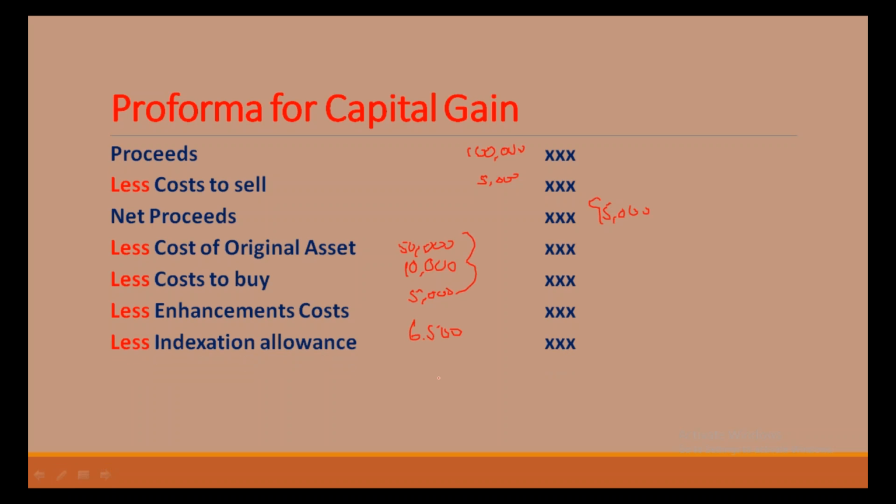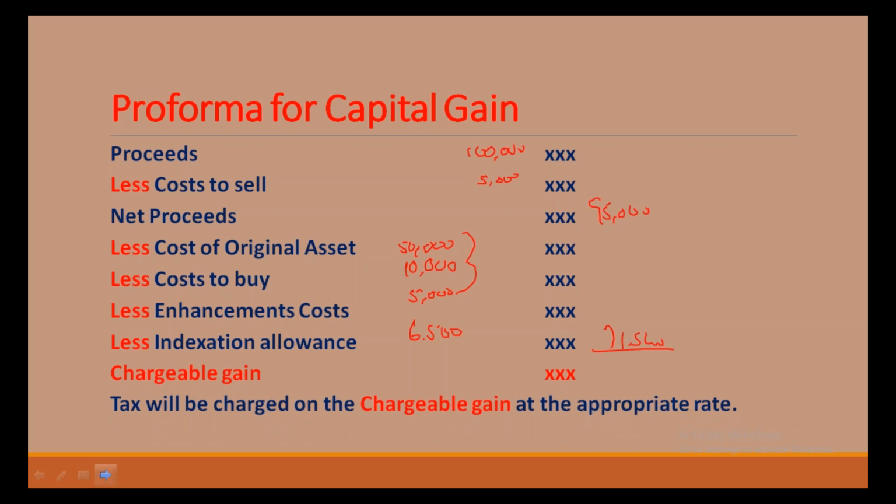6,500. So the total amount is 71,500. 95,000 is the proceeds. 95 minus 71,500 is your capital gain. Chargeable gain is 95 minus 71,500, and on that, whatever the tax rate, you will apply. So this is the way generally to calculate the capital gain.